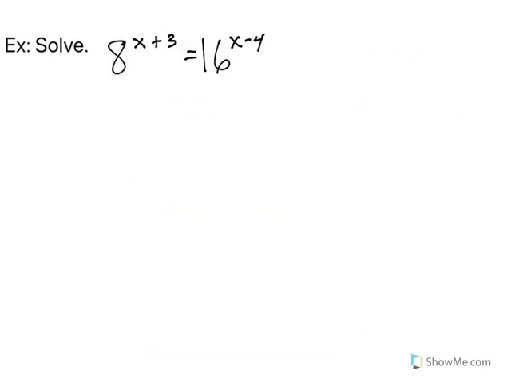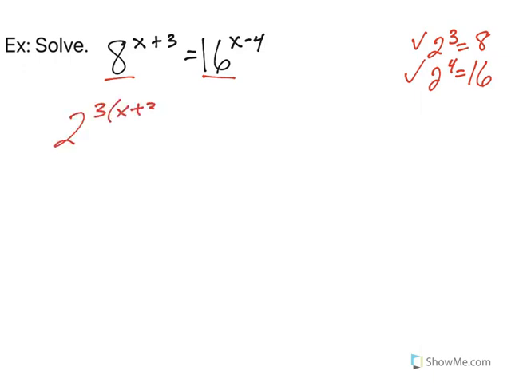8 to the x plus 3 equals 16 to the x minus 4. What base? Well, when you're looking at 8, nothing squared equals 8. So then you've got to think, well, is anything cubed? Well, 2 cubed equals 8, and 2 to the fourth equals 16. So the same base is going to be 2. So I use 2 to the third, multiplied by the exponent of x plus 3, equals 2 to the fourth, multiplied by the exponent of x minus 4.